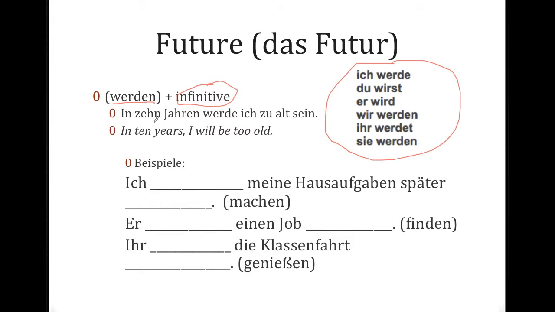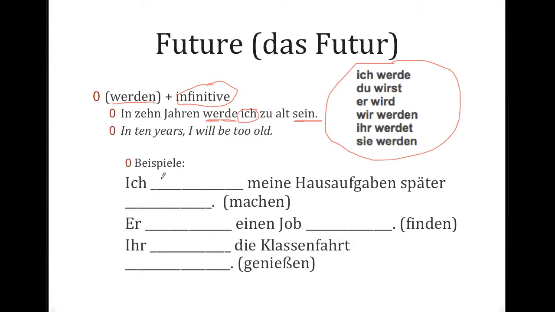So an example is in 10 Jahren werde ich zu alt sein. So in 10 years I will be too old. And you see here in 10 Jahren, ich is the subject, and you have werde conjugated for it, and then at the end you have the infinitive. So in this case it's sein.